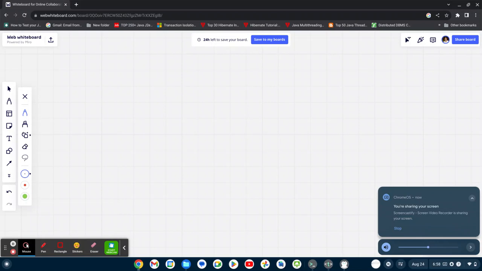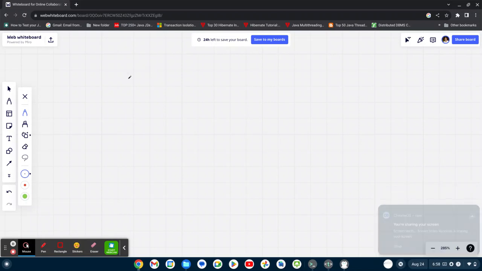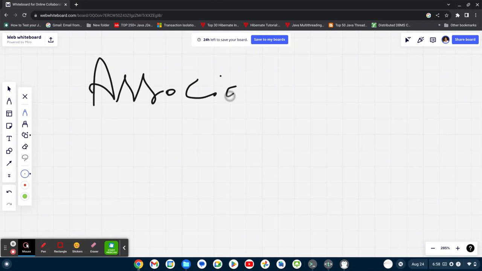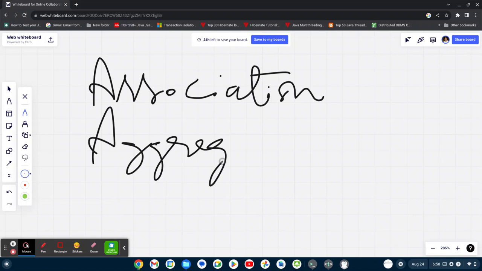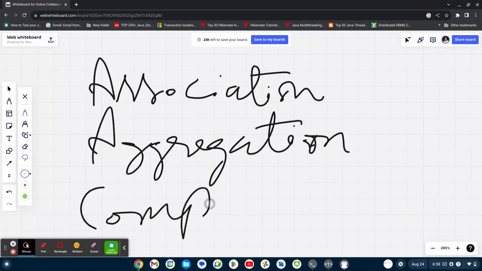Hello everybody. Today we are going to look at types of relationships in object-oriented programming. There are various types of relationships that are mentioned as part of object-oriented programming. Today we are going to see that among those are association, aggregation, and composition. These are the various types of relationships that we normally see in object-oriented programming. Let us look at what these are.